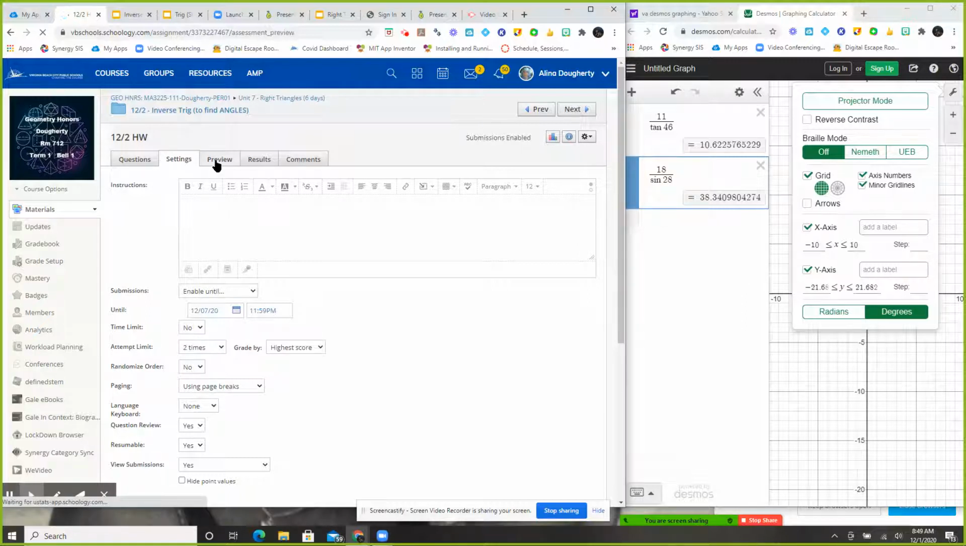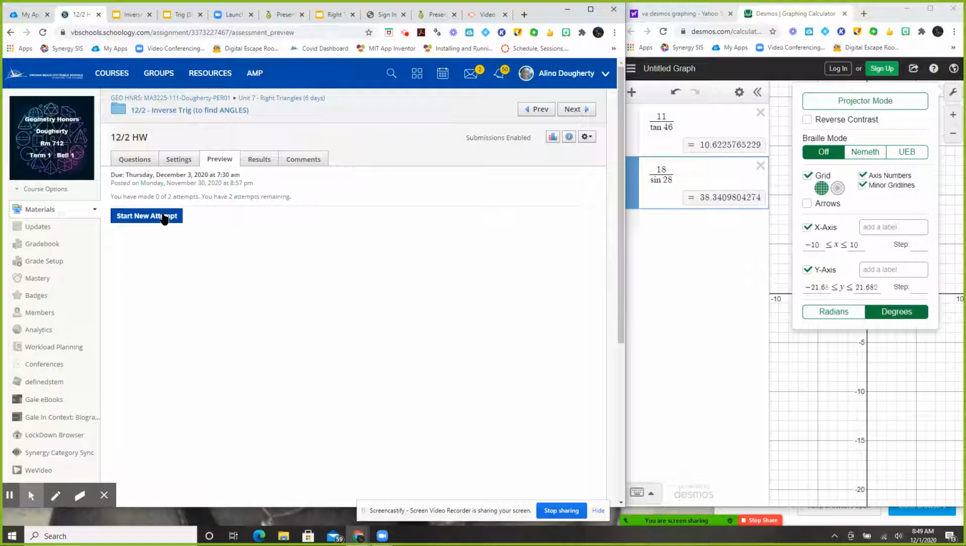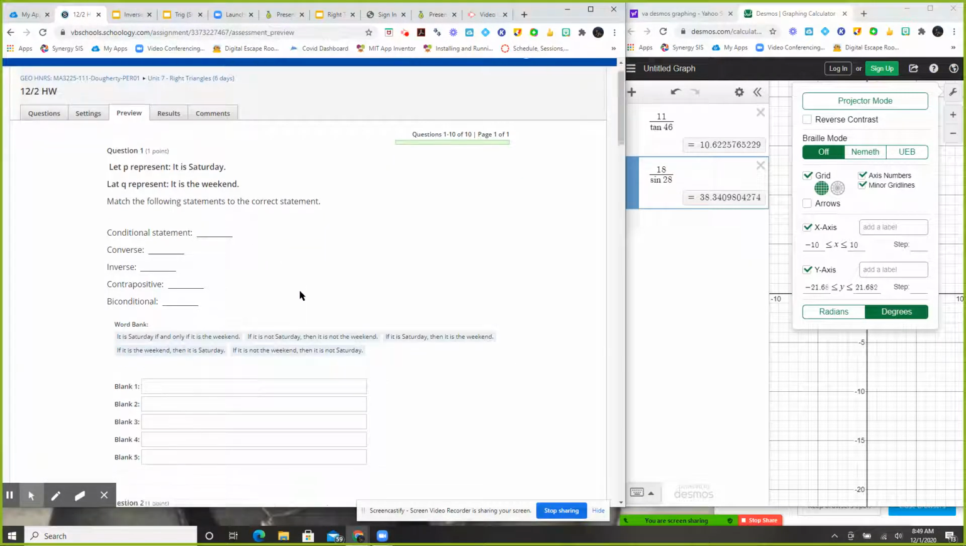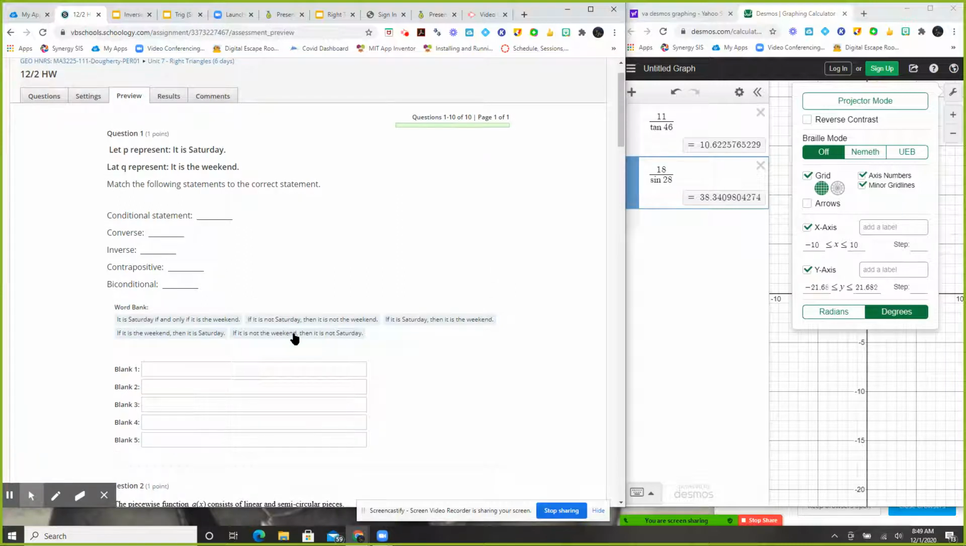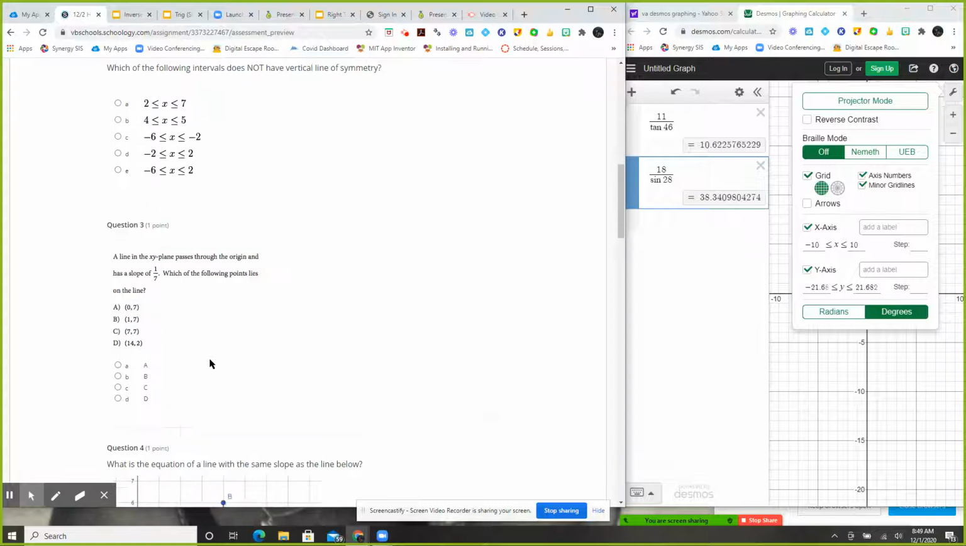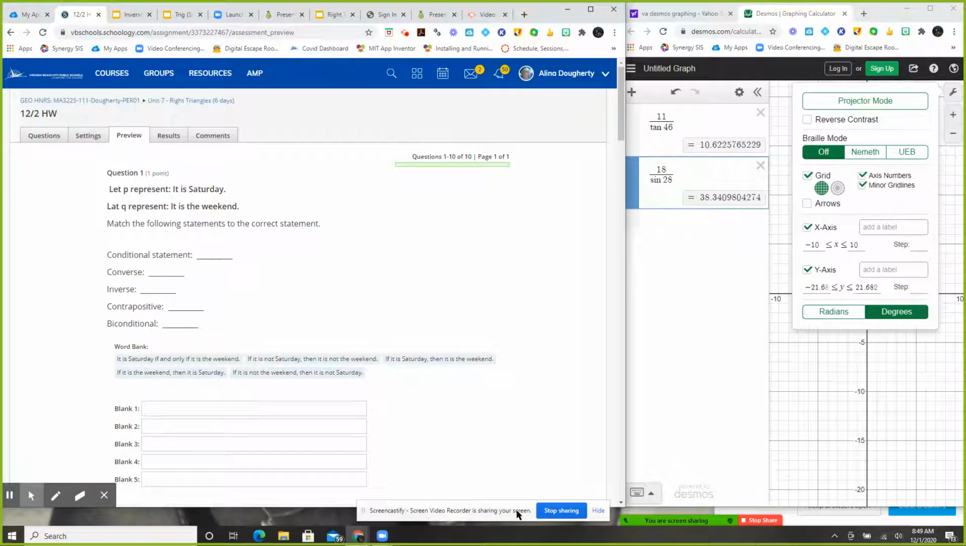Some of them are going to be trig. Some of them are going to be inverse trig. Some of them are going to be Pythagorean theorem. So they're going to be all mixed up tomorrow. And then some of them are going to be kind of review. Okay. Questions on that?